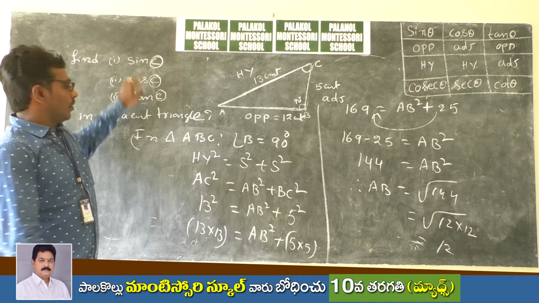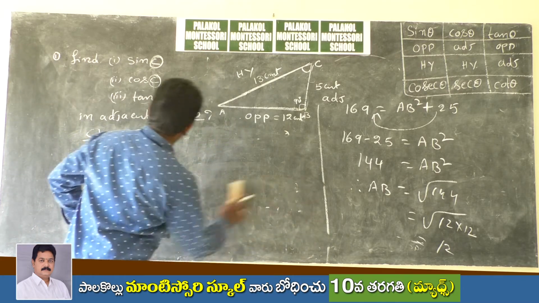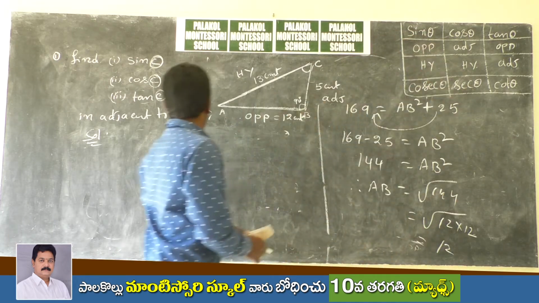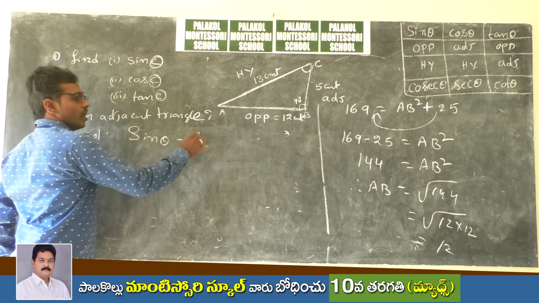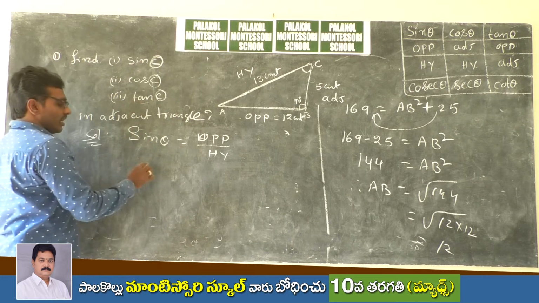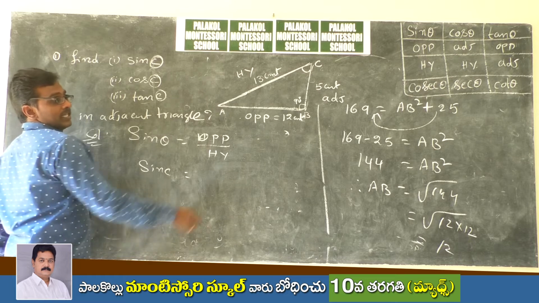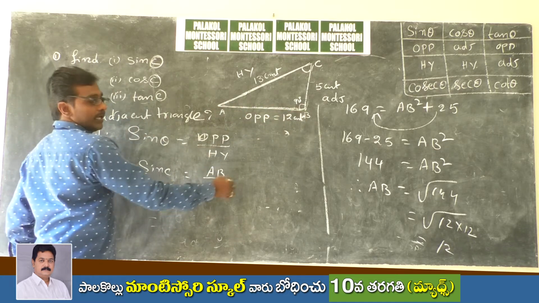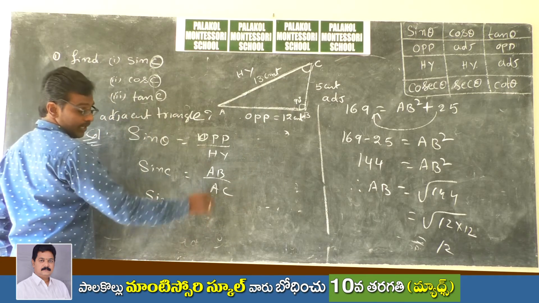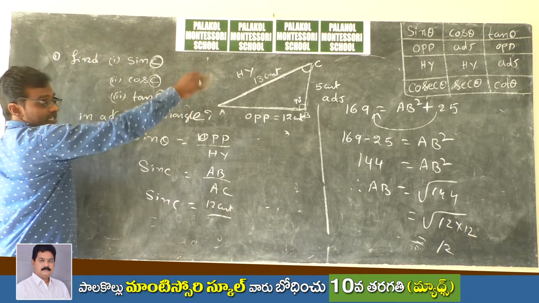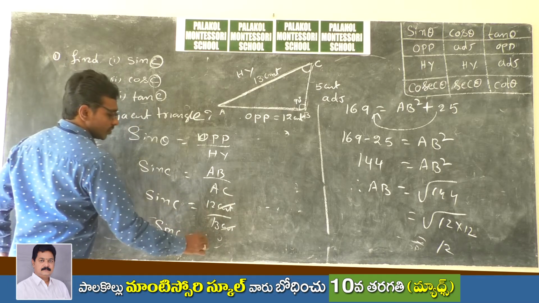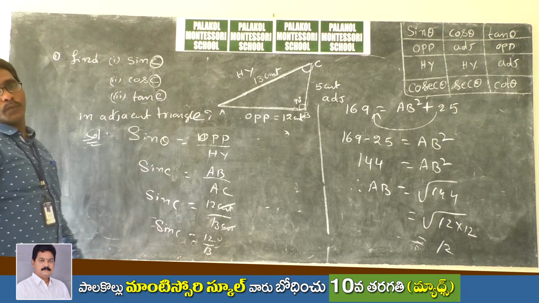Sin C you want. What is the sin C formula? Sin theta, the ratio formula, is opposite by hypotenuse. So immediately note that sin theta is equal to opposite side by hypotenuse. Sin C in this diagram: opposite side is AB, hypotenuse is AC. So sin C is equal to AB 12 centimeters by AC 13 centimeters. Centimeters cancel. Sin C is equal to 12 by 13.